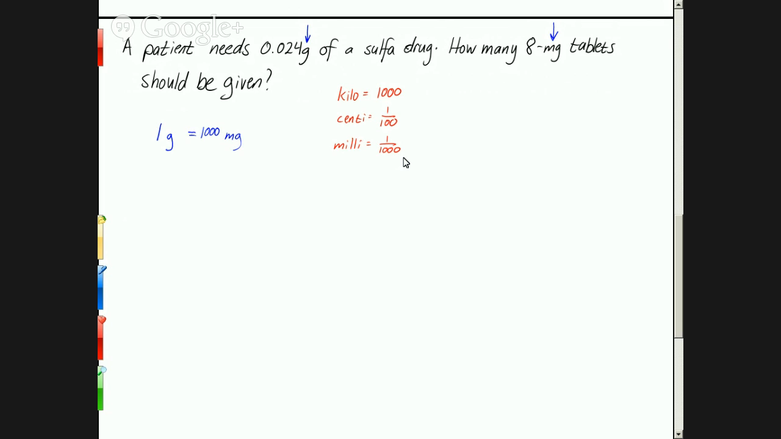So a kilogram is more than a gram, 1,000 grams. But a centigram and milligram, that's smaller than a gram. And that's why I do the 1 over 1,000. So we can write these inequalities for milli, kilo, and centi.